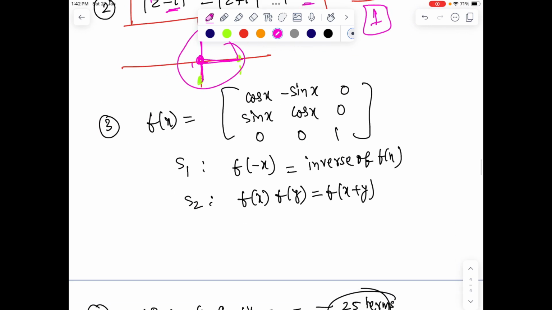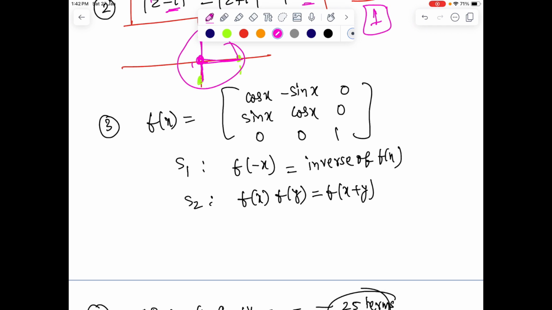So it was also an easy question. The third problem is f(x) equals a matrix. The first statement is f of minus x equals the inverse of f(x), and the second statement is f(x) into f(y) is f of x plus y. They have given 4 options, asking students to check whether S1 is correct, S2 is incorrect, and all the combinations.